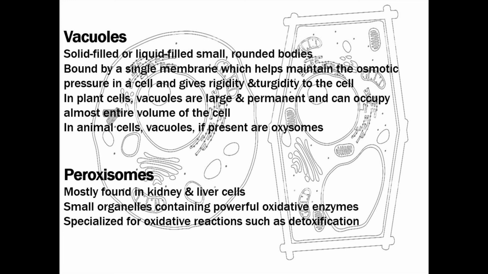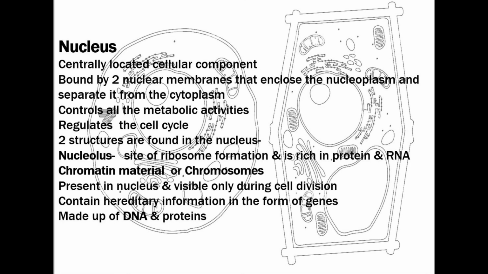Now we have come to the main organelle of our cells, which is the nucleus. Without the nucleus, the cell cannot exist. Like without the sun, the solar system cannot exist, or maybe the solar system exists but the life won't be. Anyway, so what is nucleus? This is the centrally located cellular component. It is located in the center, a kind of epicenter, bound by two nuclear membranes that enclose the nucleoplasm and separate it from the cytoplasm.